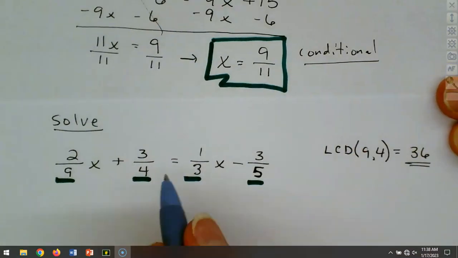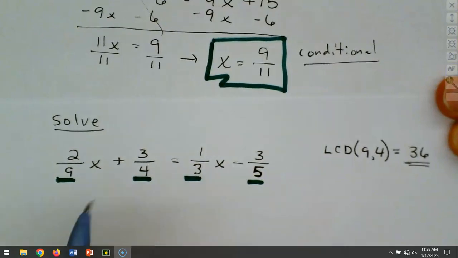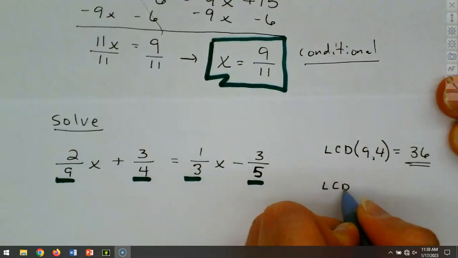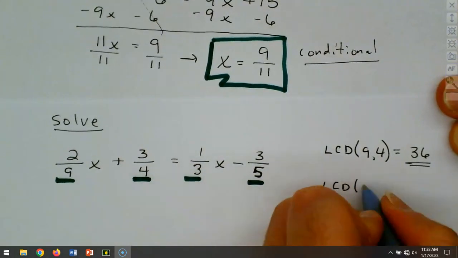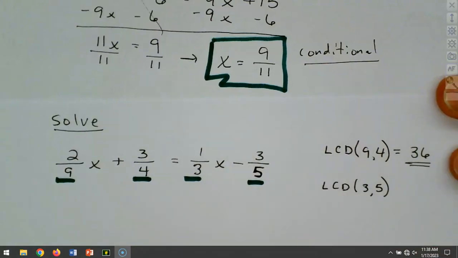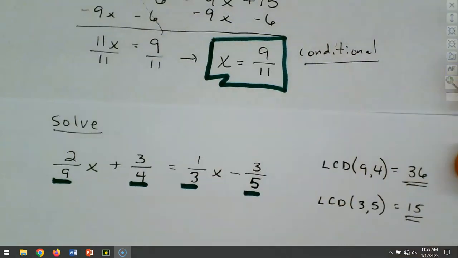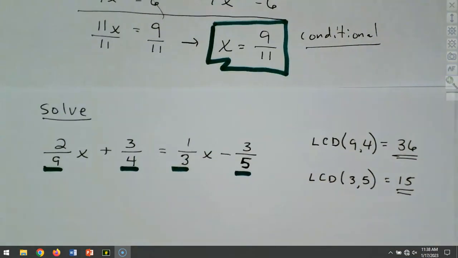And what about the next 2? Okay, so we did 9 and 4. Now let's look at the least common denominator of 3 and 5. Well, the least common denominator of 3 and 5 would be what? 3 and 5 would be 15. Now, we need to clear all of these out.